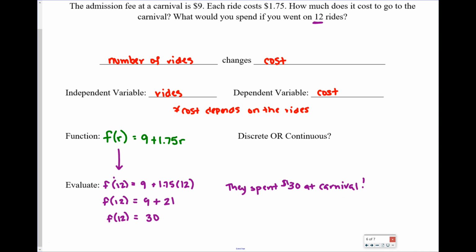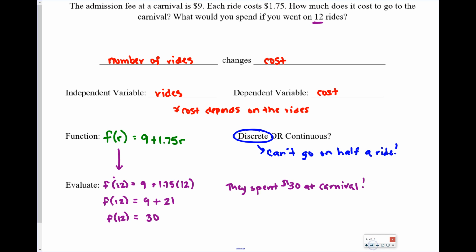The last thing we want to talk about is discrete or continuous. This definitely has to be discrete because when you think about the rides, you can't go on half a ride, right? It doesn't work that way. So you have to have individual points, either 1, 2, 3, 4, 5. So you're not connecting those dots. It's just individual points.